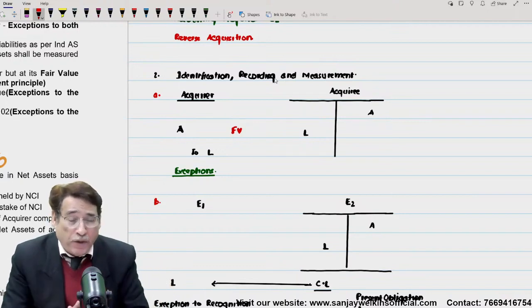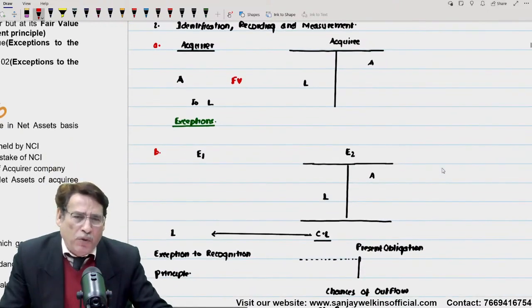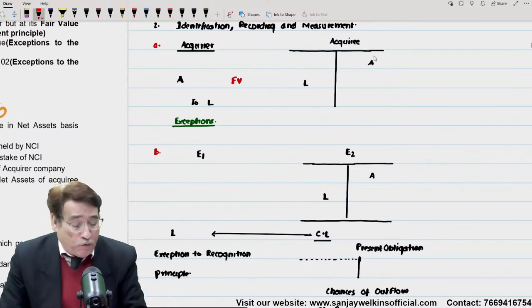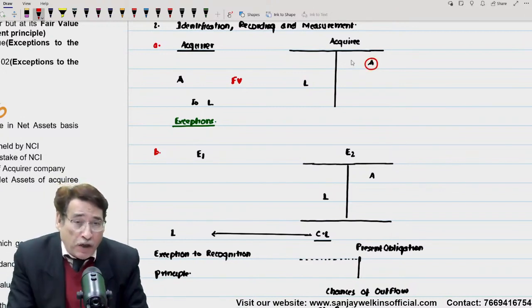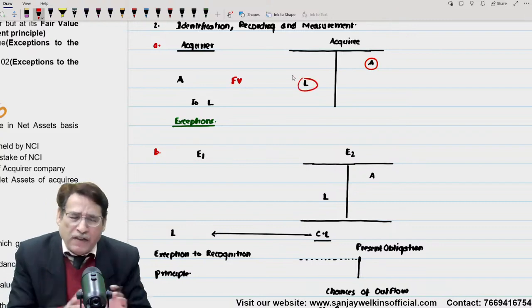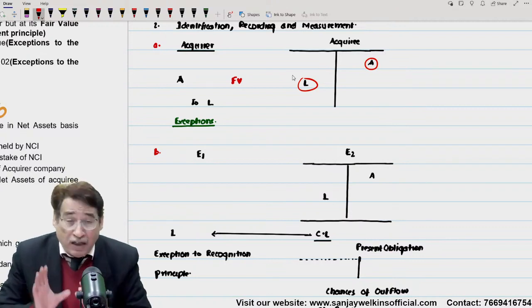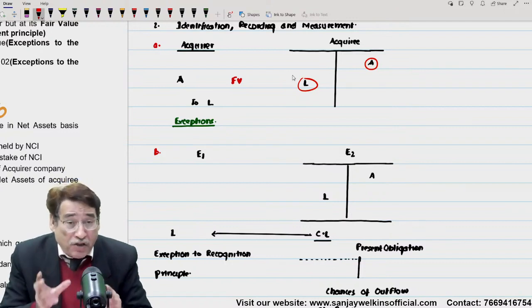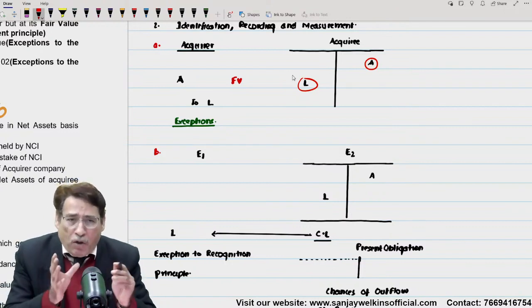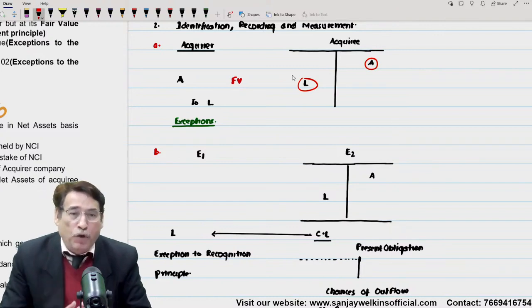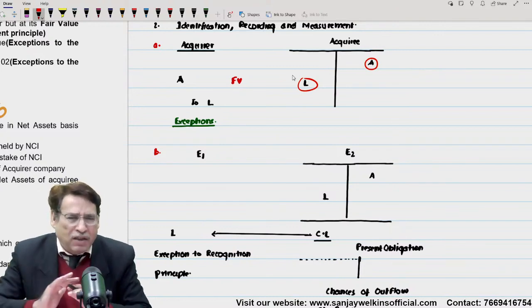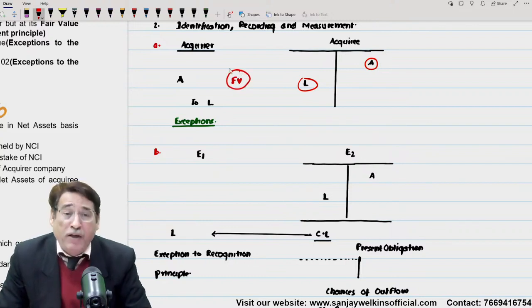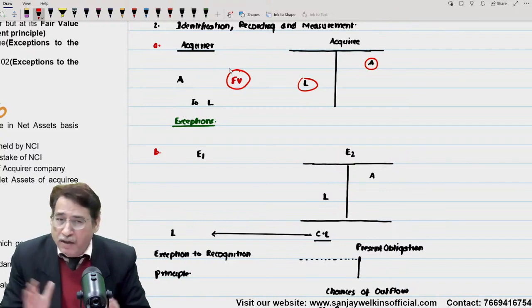Then under the second step, we were discussing how to record and measure the assets and liabilities of the acquiring company. In the first step, I told you the general principle is that whatever assets and liabilities are appearing in the books of the acquiring company, you will have to record only those assets and liabilities. This is the general principle. Please don't lose sight of this particular word. This is the general principle. The general principle is that all the assets and liabilities which are appearing in the books of the acquiring company, you will have to record that. And the important point is that such assets and liabilities will be recorded at fair value in the books of the acquirer. Is it clear to you?